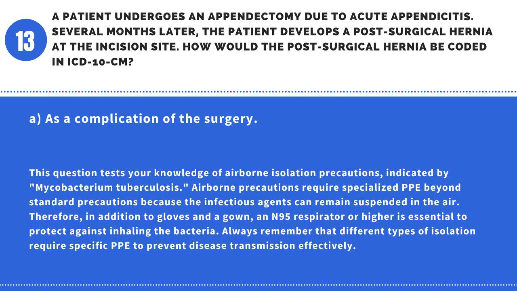Answer. A. As a complication of the surgery. This question tests your understanding of coding complications and sequelae in ICD-10. A post-surgical hernia occurring after an appendectomy is considered a complication of the surgical procedure itself, not a sequela of the original appendicitis condition. Sequelae are conditions that are residual effects of a previous illness or injury. Complications are conditions arising directly from treatment, such as surgery. Look for codes specifically describing complications of surgical procedures when coding conditions like this. Identifying if a condition is a direct result of treatment is crucial for correct complication coding.